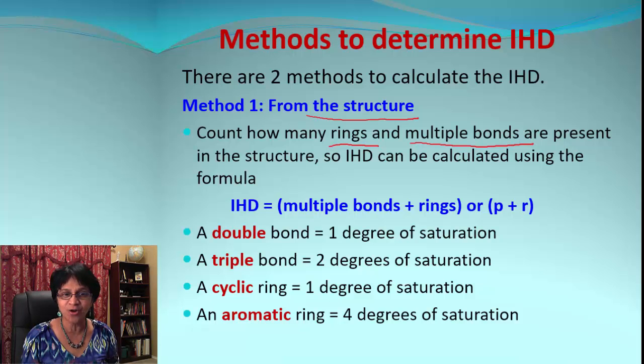And if it is an aromatic ring with extra double bonds, like benzene, we have 1 for the ring, and we also count the double bonds, and there are 3 double bonds here. So we add that and count it as 4 degrees of unsaturation.